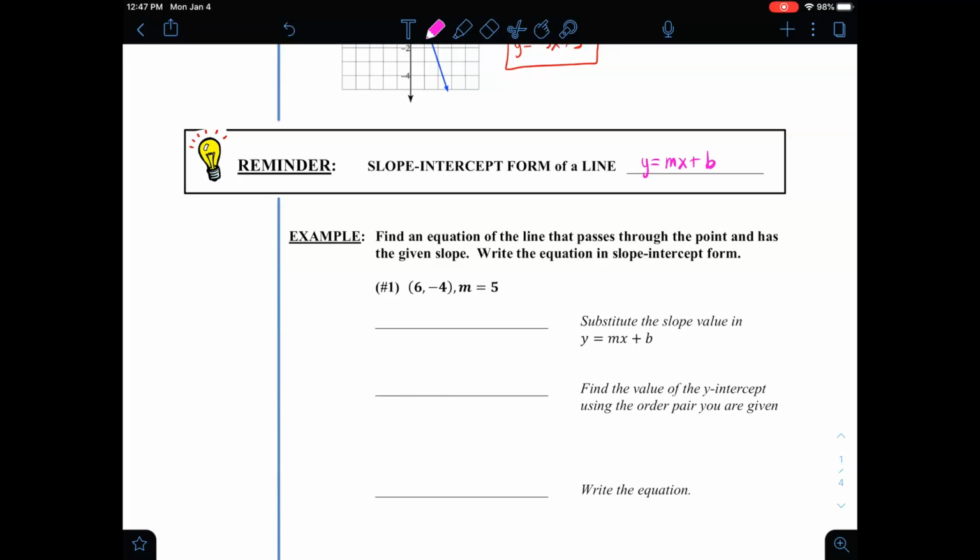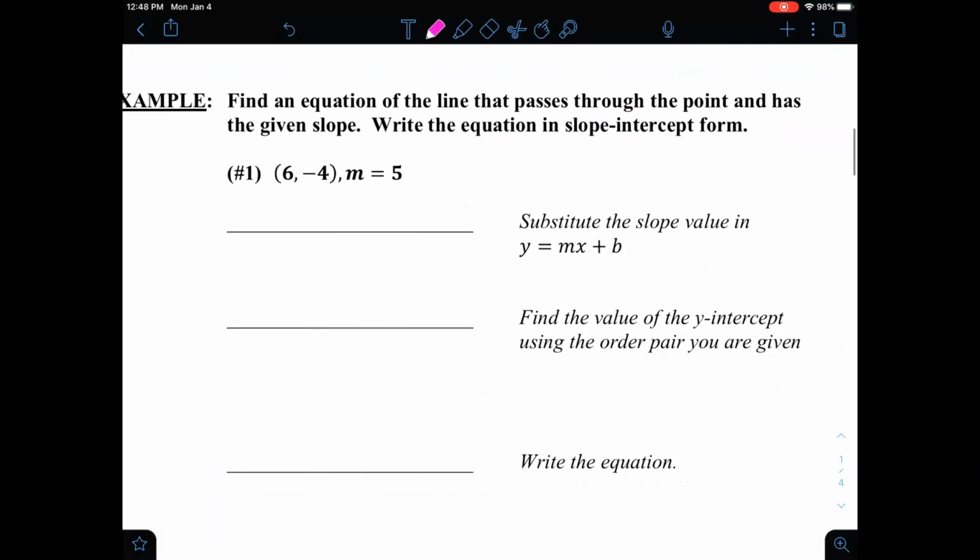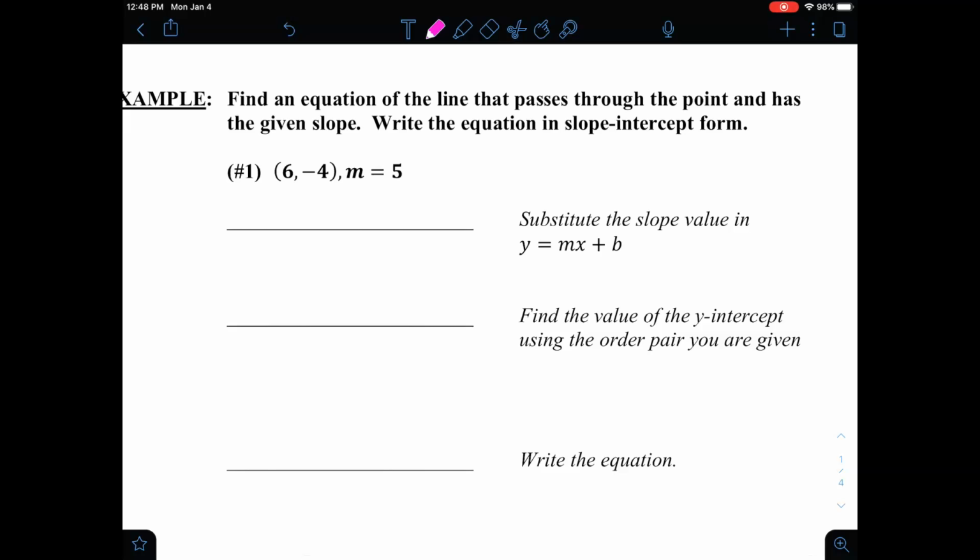So what we're going to do is solve for b. We have a point, (6, negative 4), and m equals 5. First step is to just write it with the slope that we're given. So we have y equals 5x plus b, because our slope is 5. We need to solve for b. So how do we solve for b?